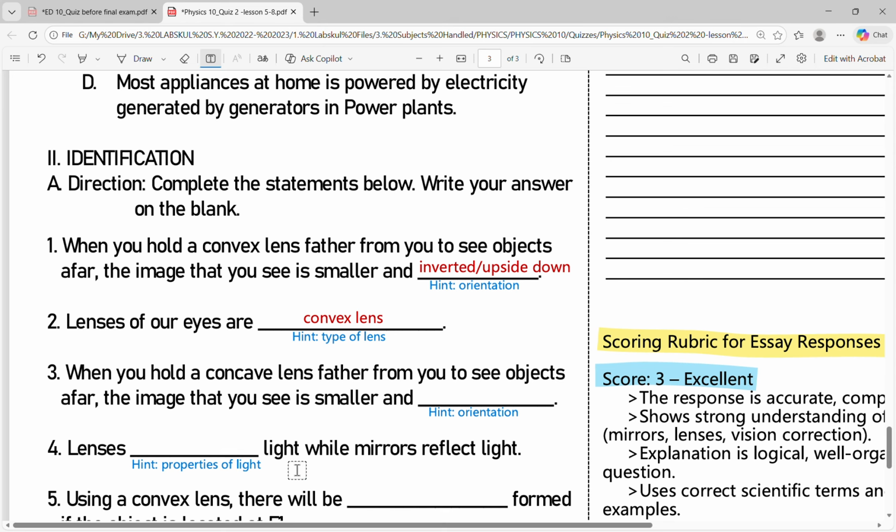Next, when you hold a concave lens farther from you to see objects afar, the image you could see is smaller and always upright. Right? Because a concave lens is just like a convex mirror. And you recall that in a convex mirror, regardless of the distance of the objects towards the lens or the mirror, it will always give you a smaller, upright, and virtual image.